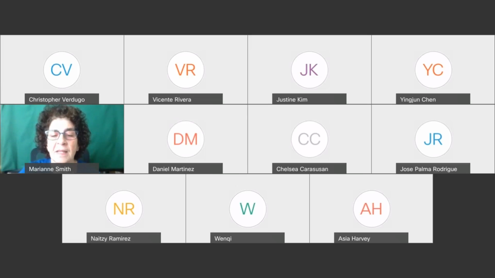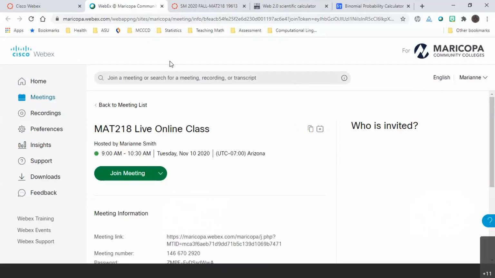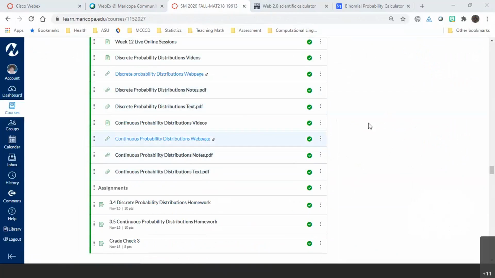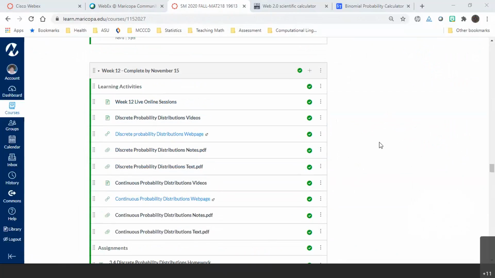So basically, let me begin by sharing my browser with you. Okay, and again, I'm just going to show you where we are in the course. We're currently in week 12, and essentially we're doing discrete probability distributions today and continuous probability distributions on Thursday.